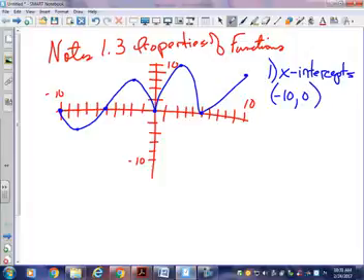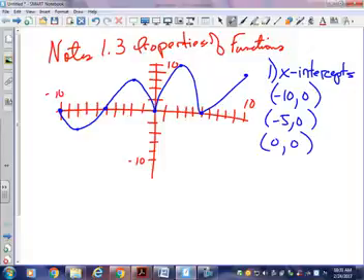Where's the next one? Negative 5, 0. Somebody said 0, 0, right? I heard that. Where's another one? 5, 0. So it's easy to find them, but it's the proper format to write them like this. And students usually don't do that.